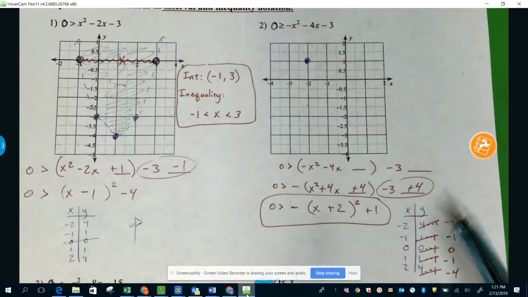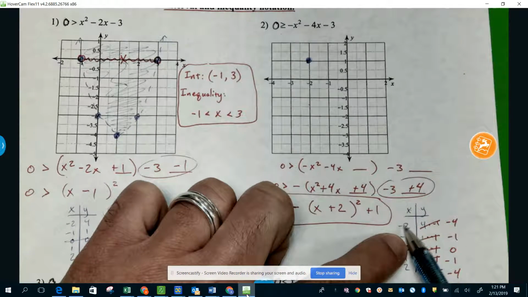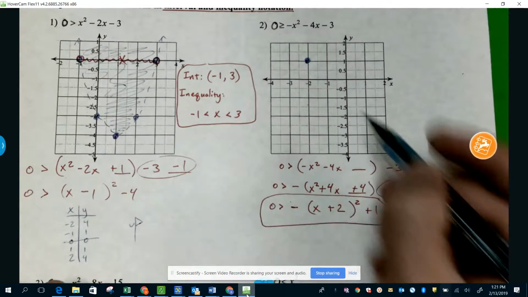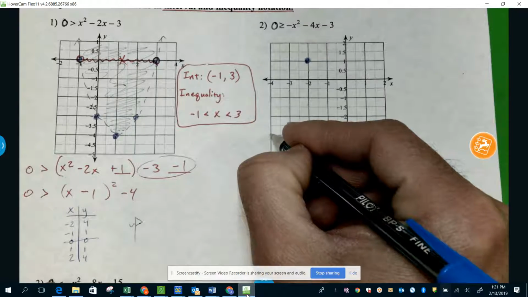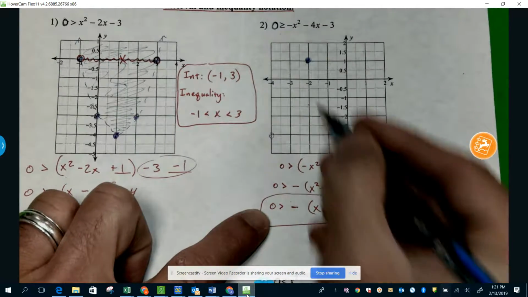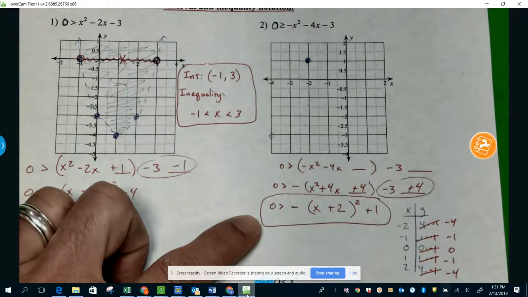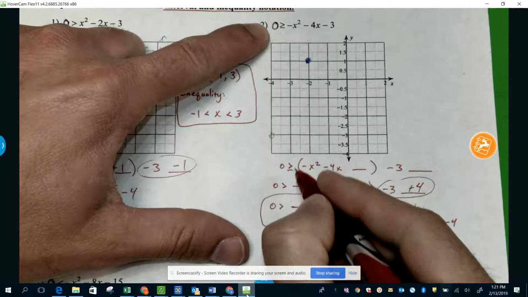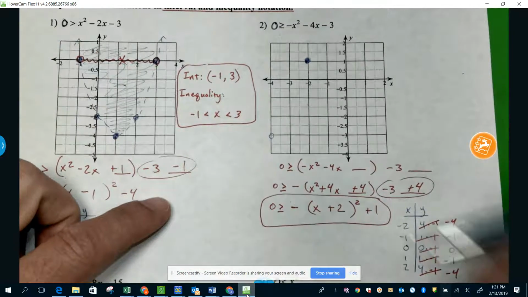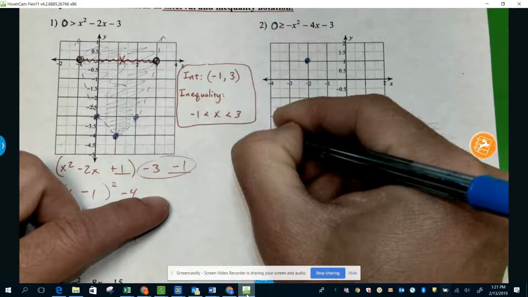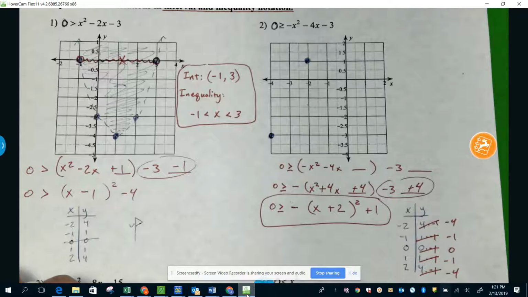So plotting those coordinates from our vertex, we're going to go left 2 and down 4. Left 2, 1, 2, 3, down 4. Left 2, down 4. Now, oh sorry, this one actually does have an equal to underneath it. I was leaving that out all along. This does have an equal to underneath it. So all these dots are going to be solid. They're going to be filled in.